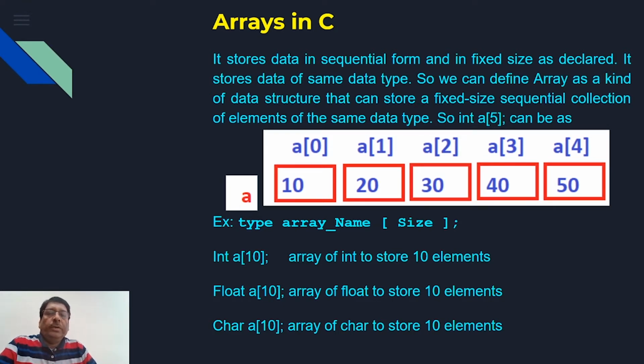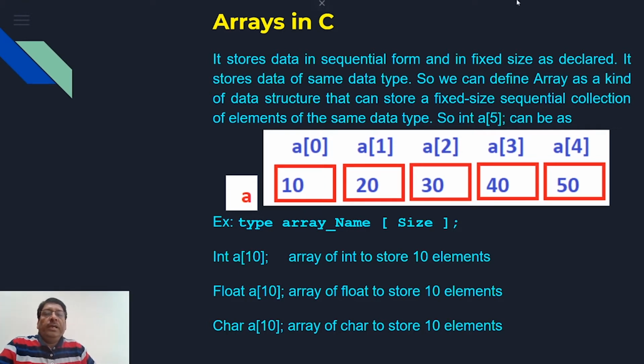So how are we going to define it? An array will store the data in a sequential form and in a fixed size as declared. Initially we need to tell our compiler that I want to store 10 numbers, and also that I want to store 10 numbers of type integer, or of type float, or of type character, and so on. So we can define an array as a kind of data structure that can store a fixed size sequential collection of elements of the same data type.